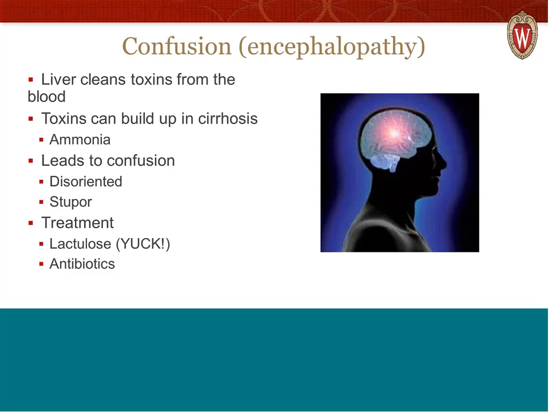The third complication of the portal hypertension is called encephalopathy, or confusion. The liver is a detoxifying organ, meaning that its job is to get rid of toxins from the digestive process. As the liver cirrhosis sets in and as portal hypertension sets in, some of those toxins can begin to find their way around the liver, or the blood goes to the liver and isn't properly processed, and these toxins build up and cause confusion. We call it encephalopathy.